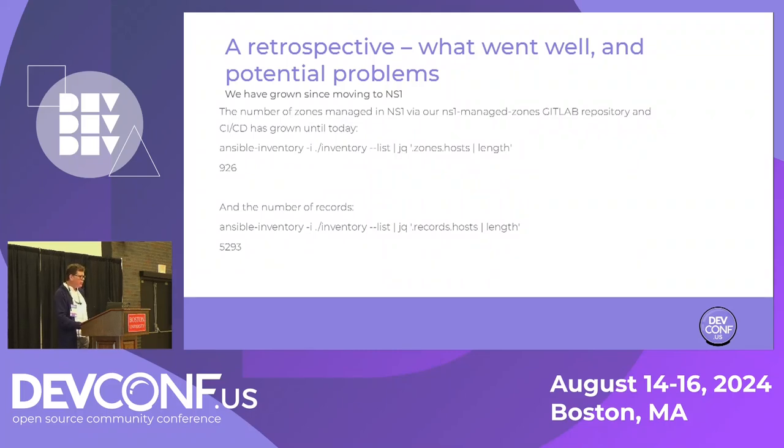So we've grown since we've moved to NS1. We had a lot of zones and records that were in other DNS platforms that were brought into the fold. So since we started doing this, our inventory now numbers 926 separate zones. And the number of records in those zones is over 5,000.